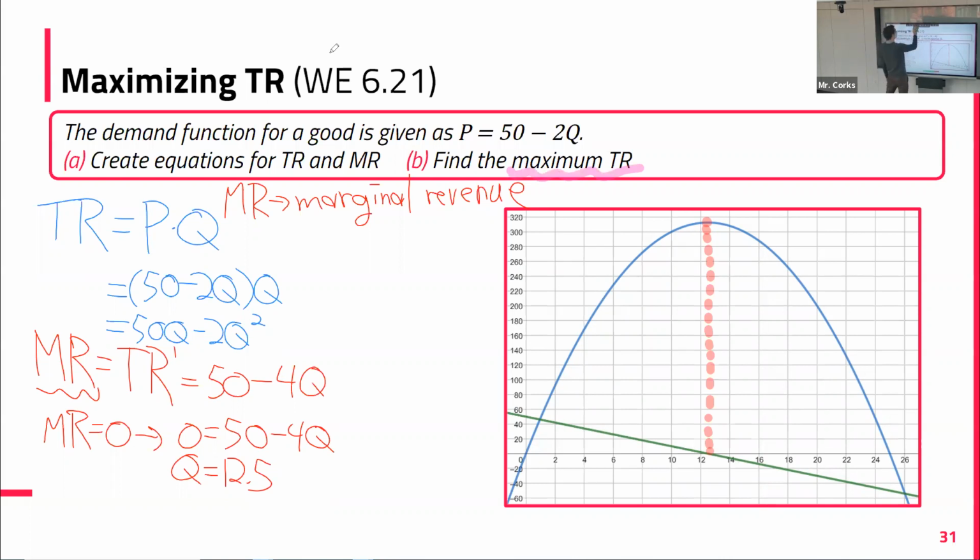Okay. So we take this 12.5, that's the location of the maximum, and we just put it back into our total revenue. So where Q is equal to 12.5, total revenue is 50 times 12.5 minus 12.5 squared. And what is that?